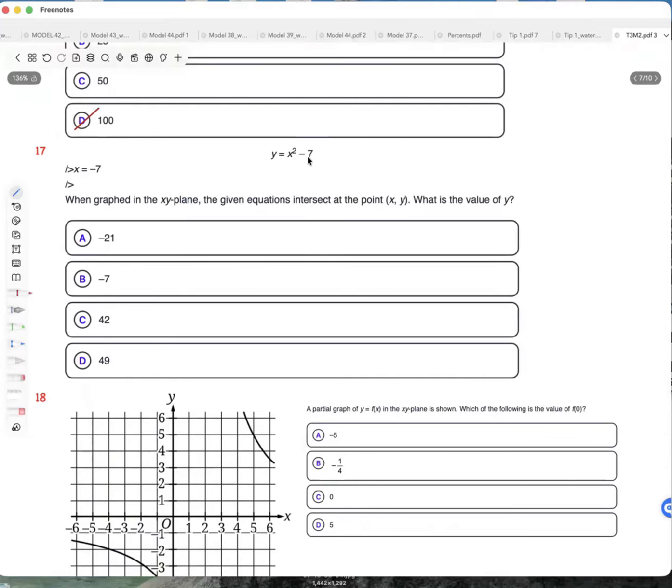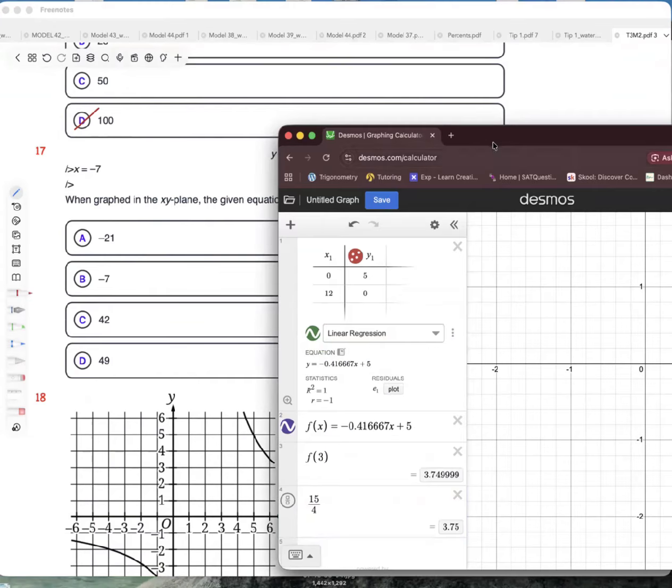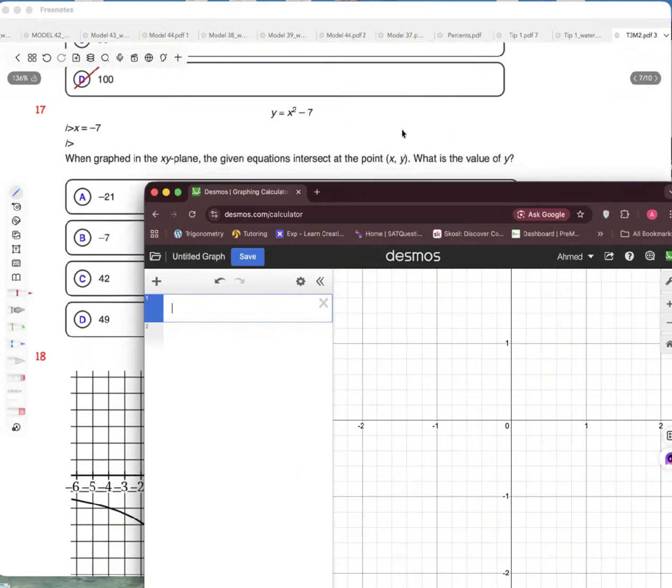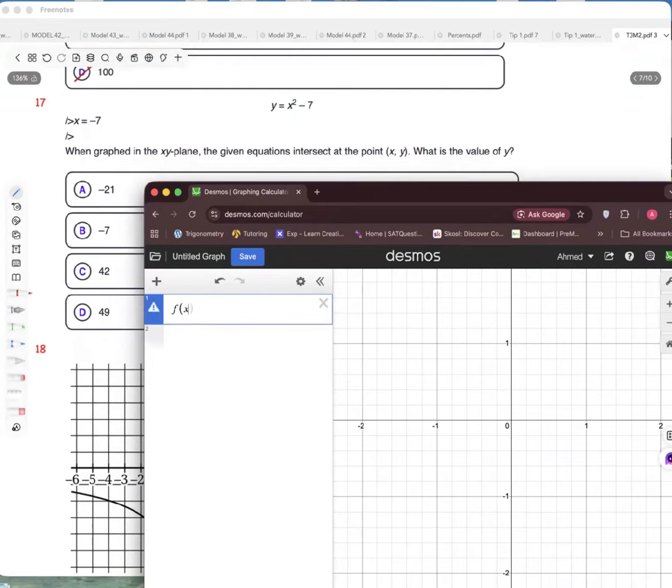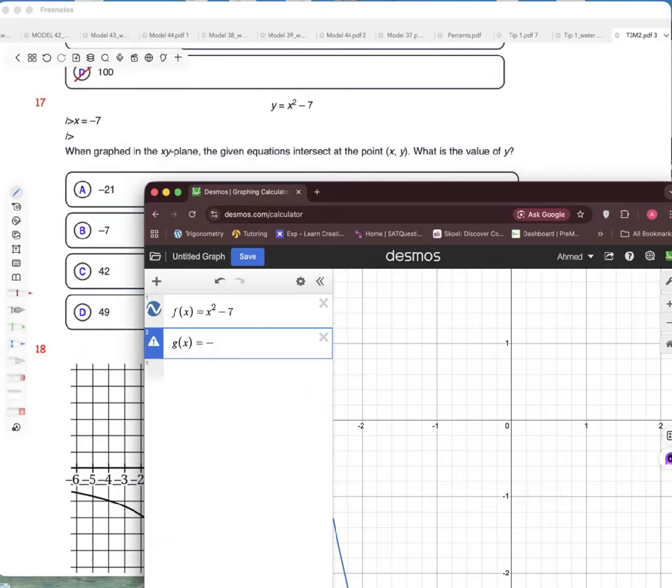We have y equals x squared minus 7 and x equals negative 7. When graphed in the xy-plane, the given equations intersect at the point x, y. What is the value of y? It's very easy. You can put x equals negative 7 and check what the answer is, or you can use Desmos and check the points of intersection. It's better to use Desmos. We'll try it together. The first one is f of x equals x squared minus 7. And the second one, I'll change it to g of x equals negative 7.